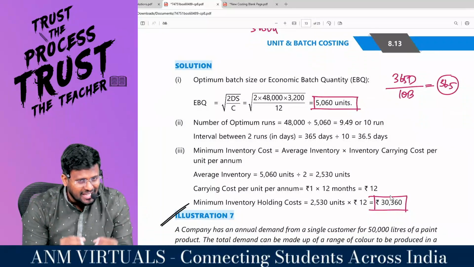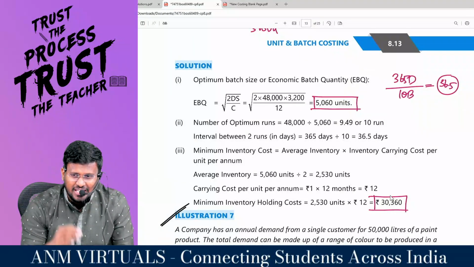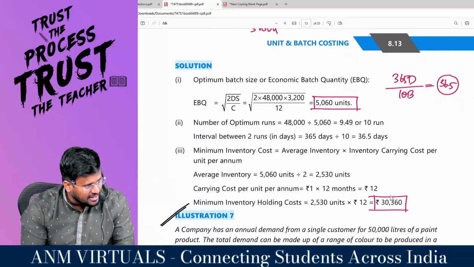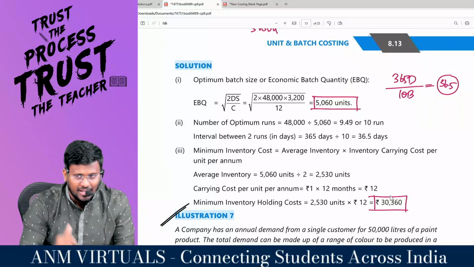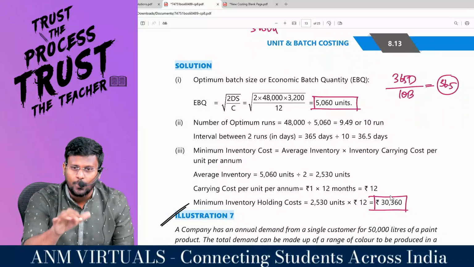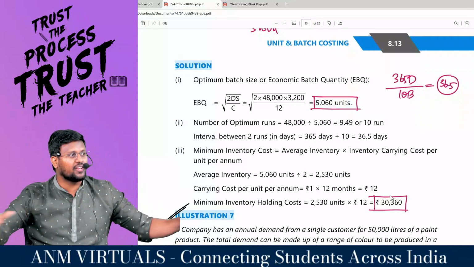Because material, you will call it as EOQ, economic order quantity. Here it is economic batch quantity. There you will talk about raw material. Here you will talk about finished goods. That is the only difference.